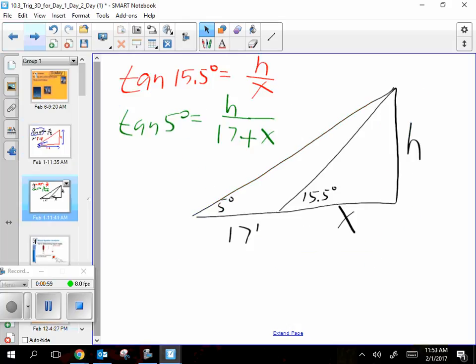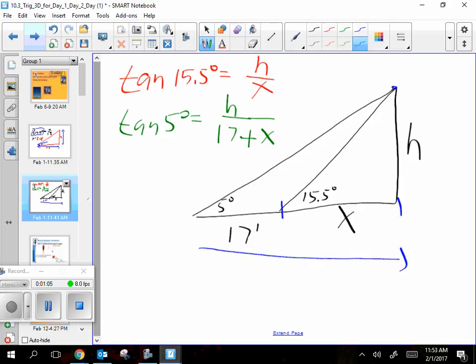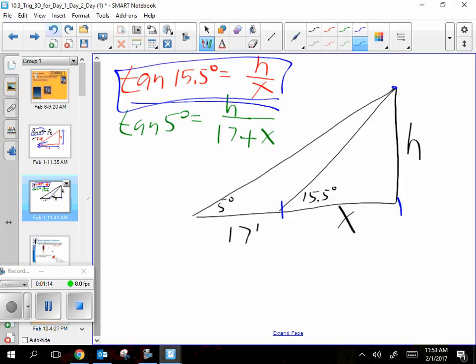This one, I did not walk all the way up to my target and find this whole distance. It would have been easier if I had, but if there was something in the way and I couldn't, then here's my setup. Here's my two equations I would get from that. And then I just put the one equation in the other. Okay, so now I need to know a couple things. I'm putting you in charge of tangent of 15.5. Could you find it, please?